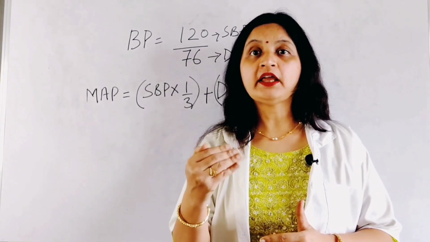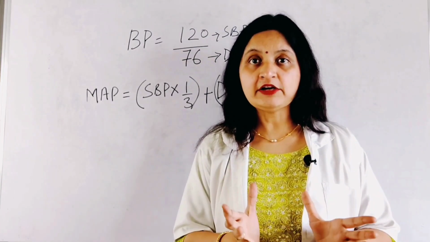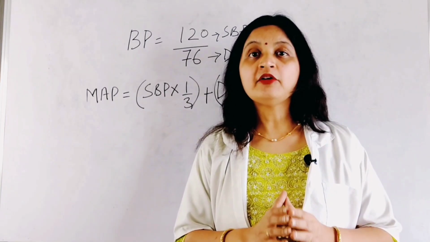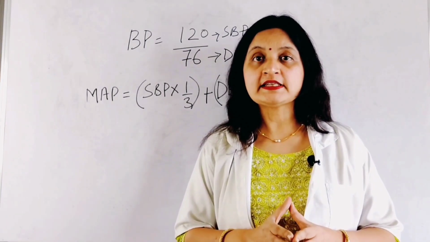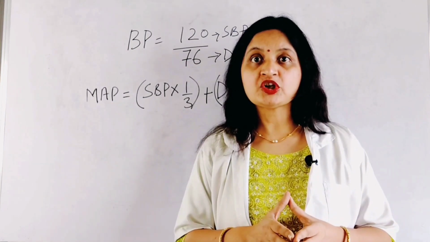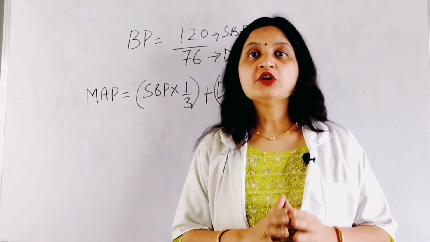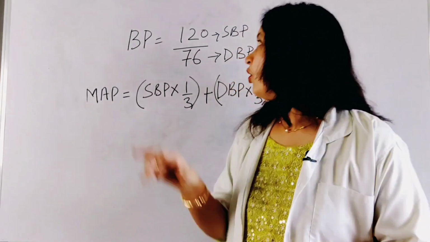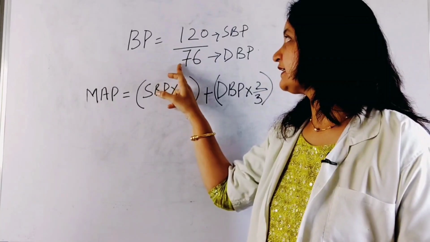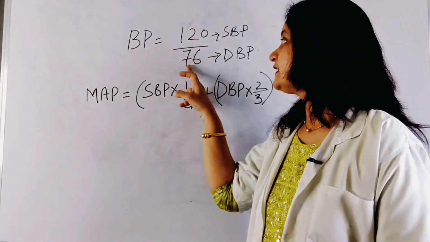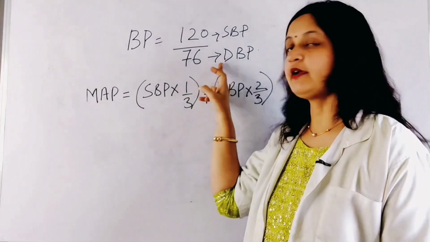After ejecting blood into the arteries, the left ventricle relaxes, and this is the diastolic phase when the blood returns to the heart from the venous system. So this is known as diastolic blood pressure, when the blood pressure falls. So while recording blood pressure, if the blood pressure values are 120 by 76, 120 refers to the systolic blood pressure and 76 is the diastolic blood pressure.